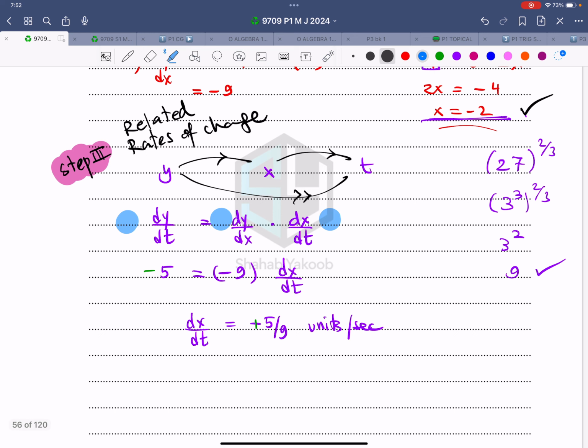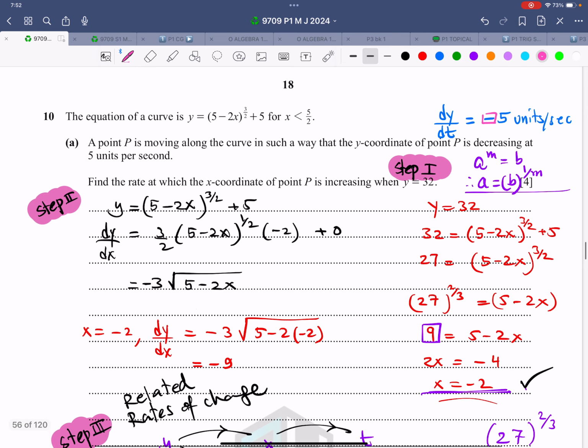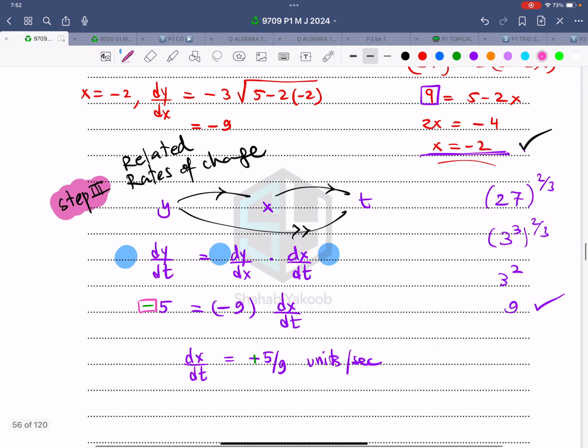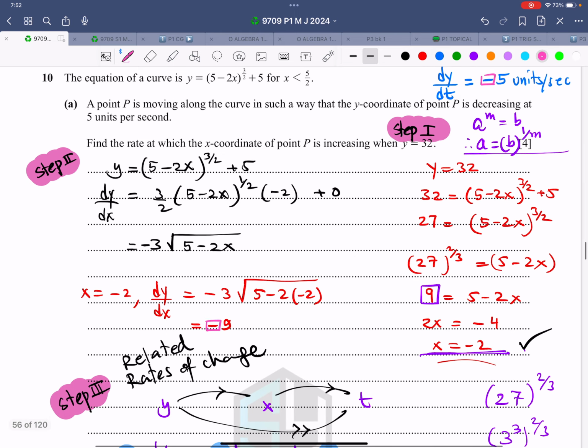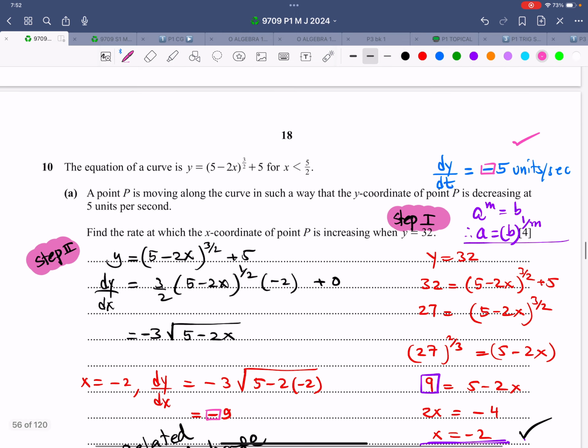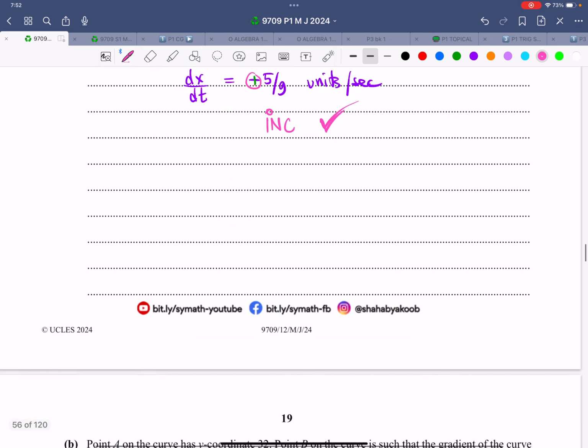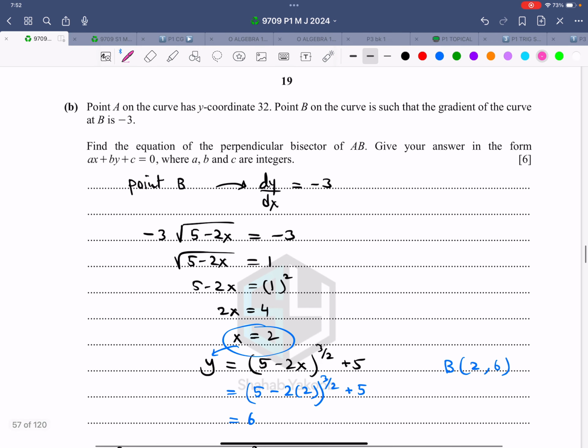Now remember this negative sign that was way at the top. Dy by dt, that is negative 5. Dy by dx is also negative. So this negative cancels out. Dx by dt is coming out to be positive. Yes, it's increasing. So that is a confirmation of your answer, that the answer is coming out to be increasing. Simple but elegant question.